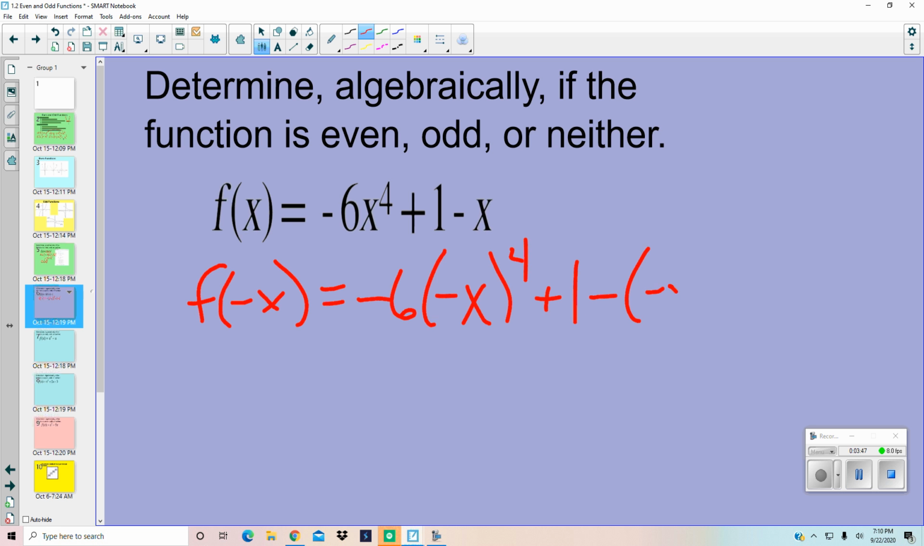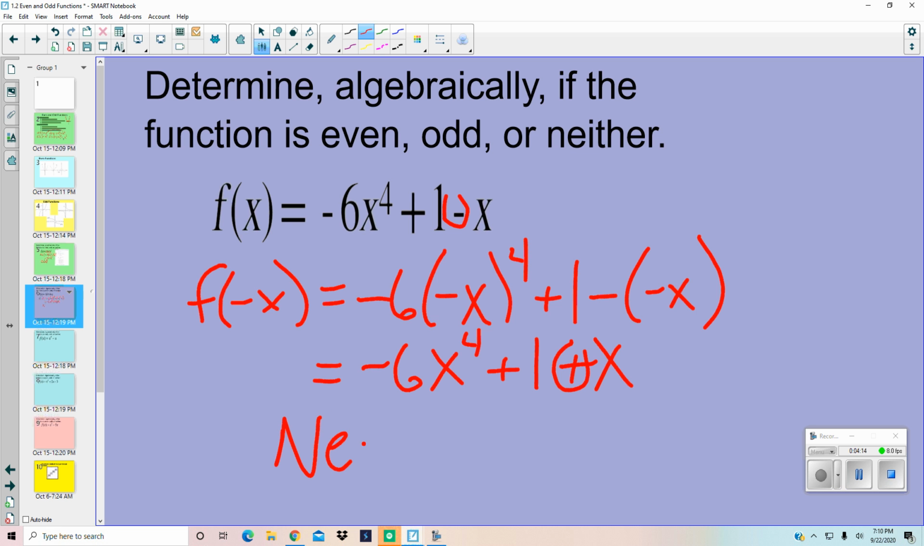And then you have to do the algebra to simplify. So this is going to give me negative 6x to the 4th. I still have plus 1, and then I have plus x. Well, look at this. Everything's the same except this has a minus and this has a plus. So it's not the exact same thing as what I started with. It's not the negative of what I started with. So therefore, this is neither.